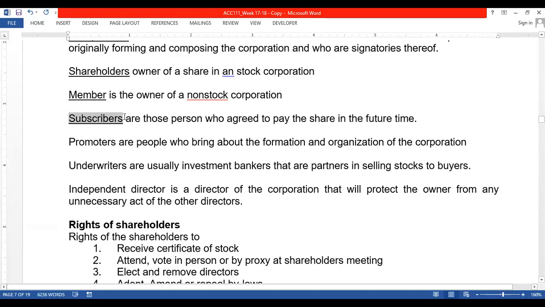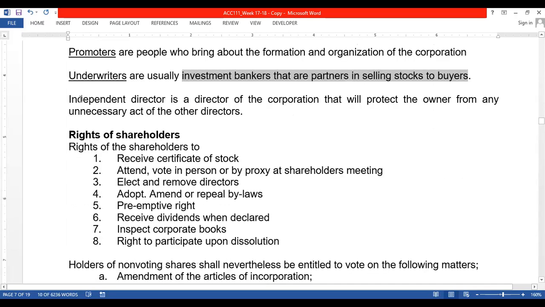So, that's the subscribers. Promoters naman, from the word itself, promote, those who bring about the formation of the organization of the corporation. Underwriters naman, usually these are middlemen. It may be investment bankers, even partners who are selling stocks to the buyers. So they sell stocks of the corporation. Ang tawag sa kanila is underwriters.